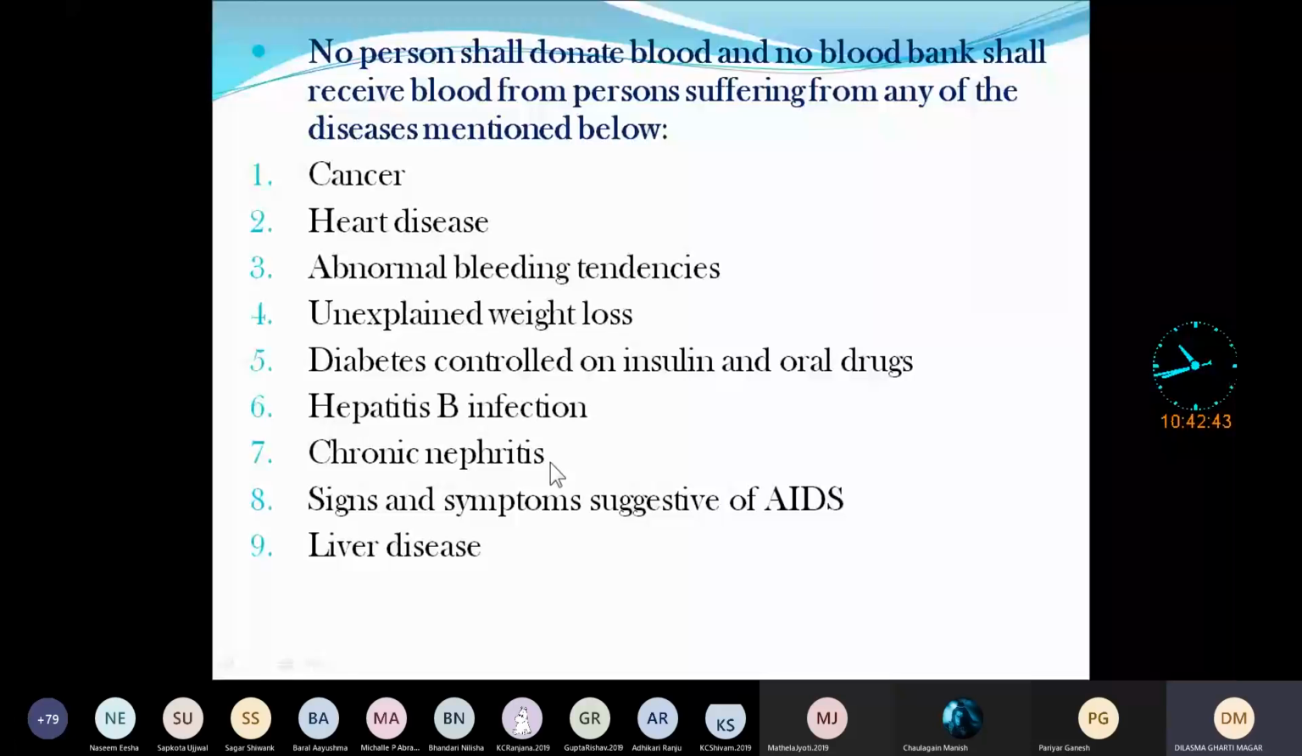No person shall donate blood, or no blood bank shall receive the blood from persons suffering from any of the diseases mentioned below. So cancer, heart disease, abnormal bleeding tendencies, unexplained weight loss, diabetes controlled on insulin and oral drugs, hepatitis B infection, chronic nephritis, signs and symptoms of HIV or AIDS, and liver disease. The person should not donate the blood. Or if the blood bank knows any of these histories, they will also not take the blood. Clear?